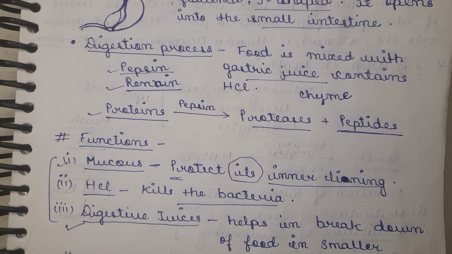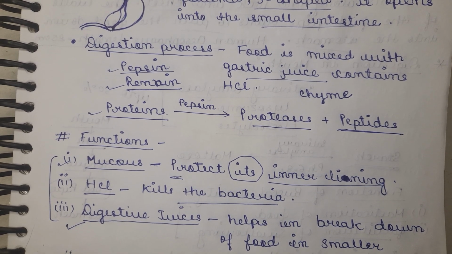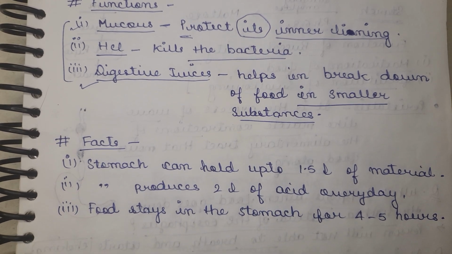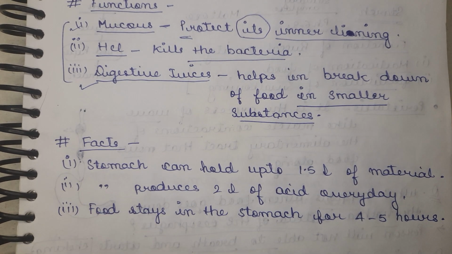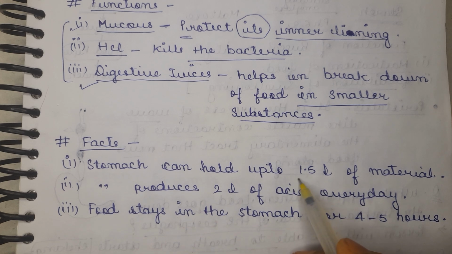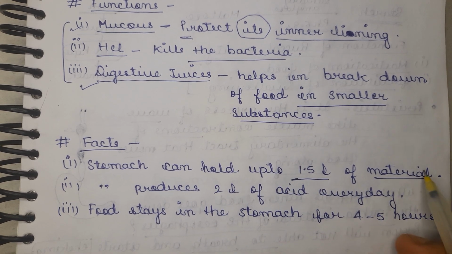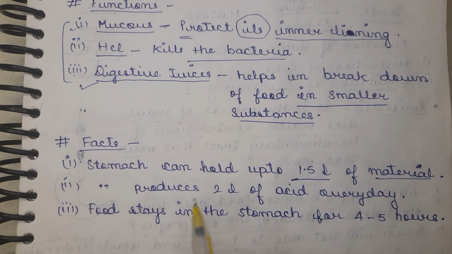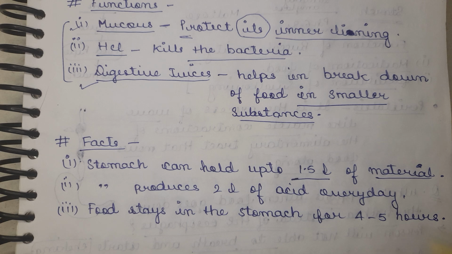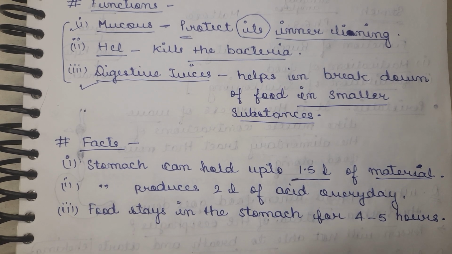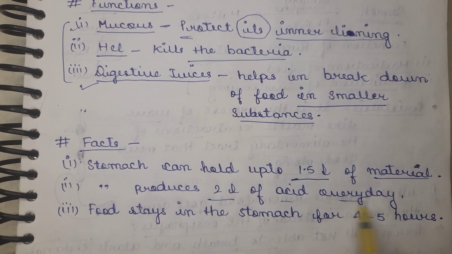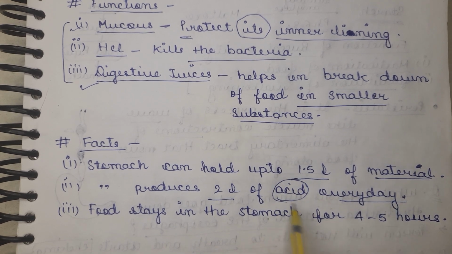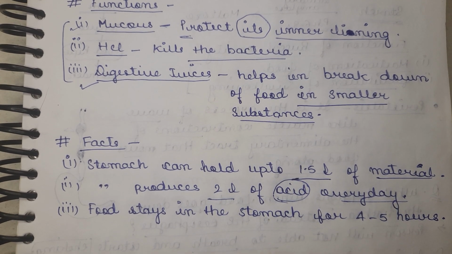Now we are talking about some facts the stomach has. The first one is that the human stomach can hold up to 1.5 liters of material. Second, on average the stomach produces 2 liters of acid every day. Acid here represents the HCl that is required for the digestion of various food substances, and this also makes the stomach acidic.